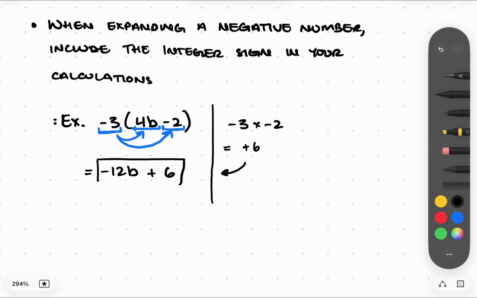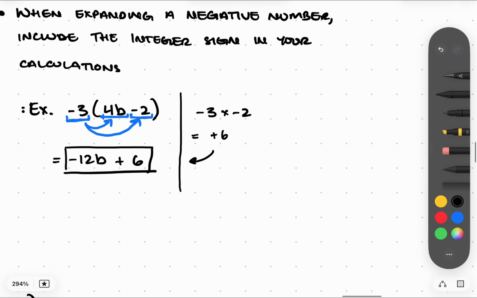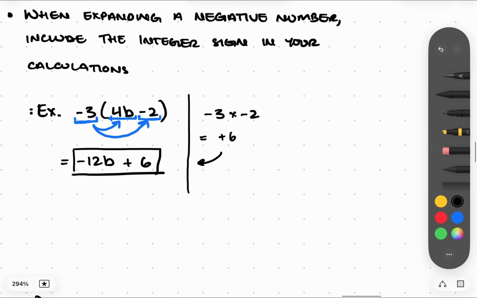and that is what I get here. So you see how it's as if I'm writing negative 12b and positive 6, but now when I look at it again after all the parentheses are gone, I could treat it like it is negative 12b plus 6.